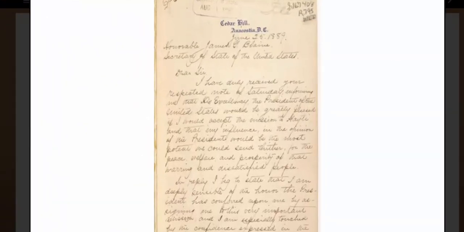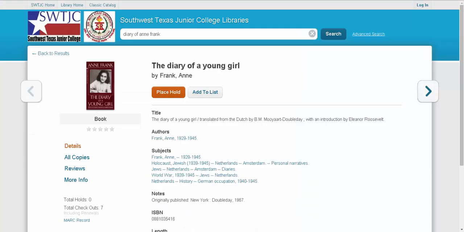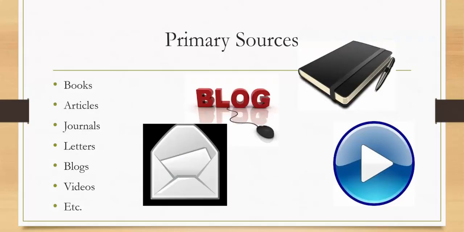Using this document by Frederick Douglass would be a primary source when discussing Frederick Douglass, Haiti, Secretary of State James G. Blaine, or U.S. ministers to Haiti, because all of these topics are related to this document. The Diary of a Young Girl by Anne Frank is a primary source for World War II, Nazism, Jewish history, and a number of other topics, because it was written during a time in World War II when Jewish citizens were persecuted by Nazis. Primary sources can be published or not.